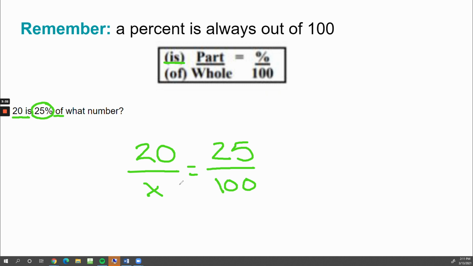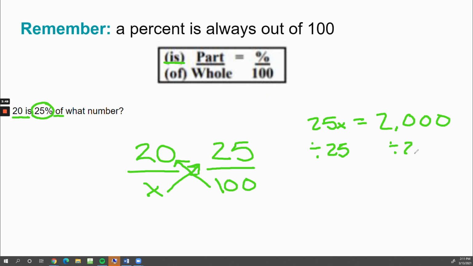This is a proportion we know how to solve. We cross multiply. 25x equals 20 times 100, which is 2,000. Divide by 25. Divide by 25. And we get x equals 80.